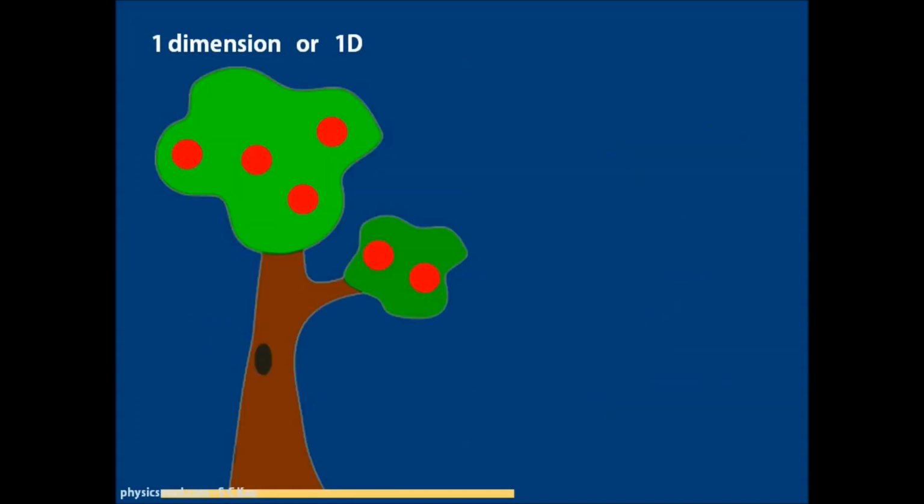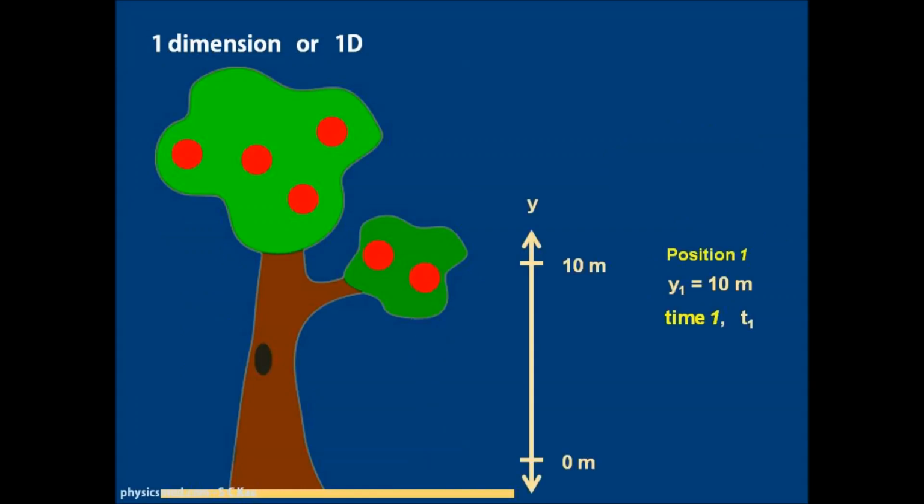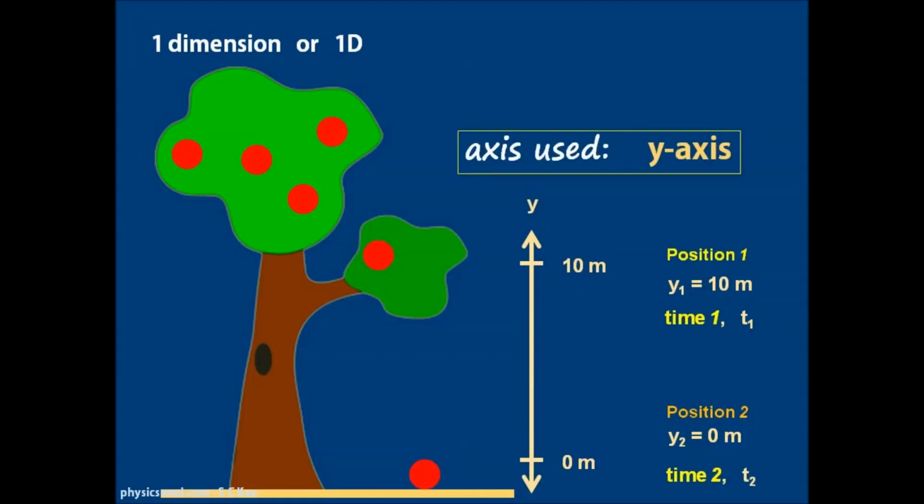Let's have another example, a falling fruit. We will use the y-axis to describe the motion of the falling object. The initial or starting position of the fruit is at y1 equals 10 meters. When it reached the ground, the final position of the fruit is at y2 equals 0 meters at time 2. Again, the axis used is the y-axis.